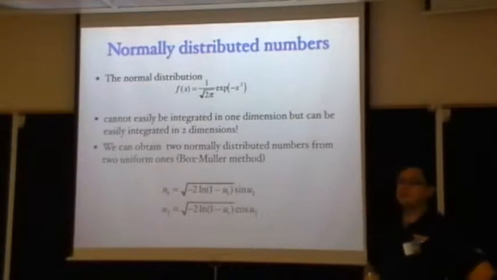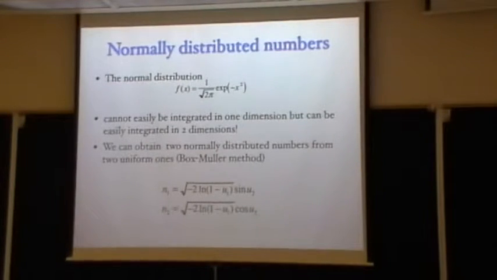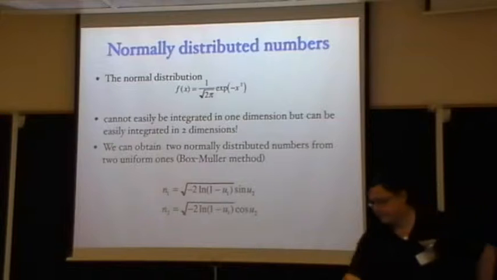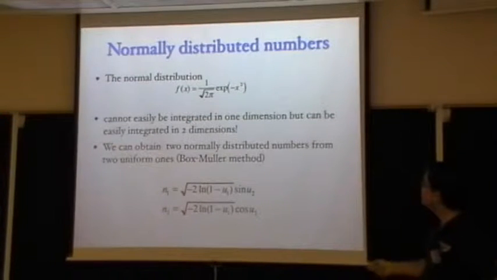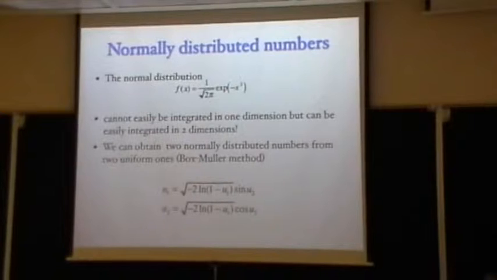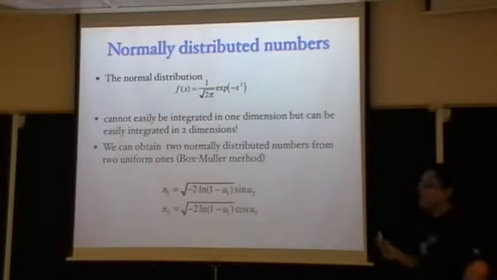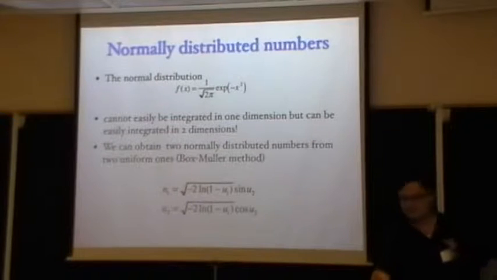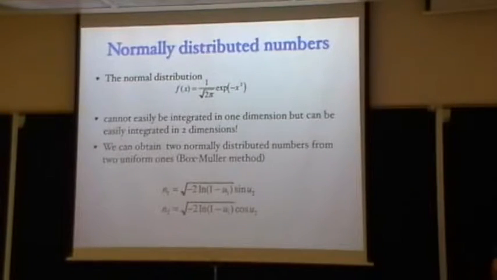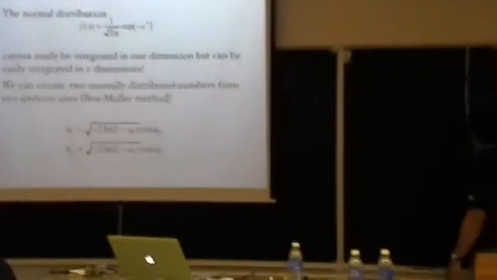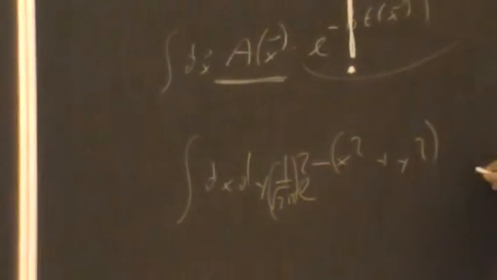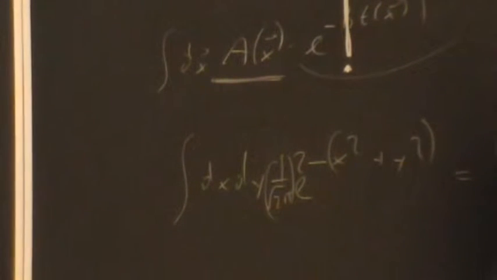Next trick, how do we get Gaussian or normally distributed numbers? There's no closed form nice solution for that Gaussian integral that can be inverted in 1 dimension, but in 2 dimensions we can do it. In 2 dimensions we just have the integral with dx dy, so the exponential of minus x squared plus y squared and a prefactor of 1 over square root of 2 pi. This I can rewrite as integral from 0 to 2 pi d phi, integral from 0 to infinity r dr.